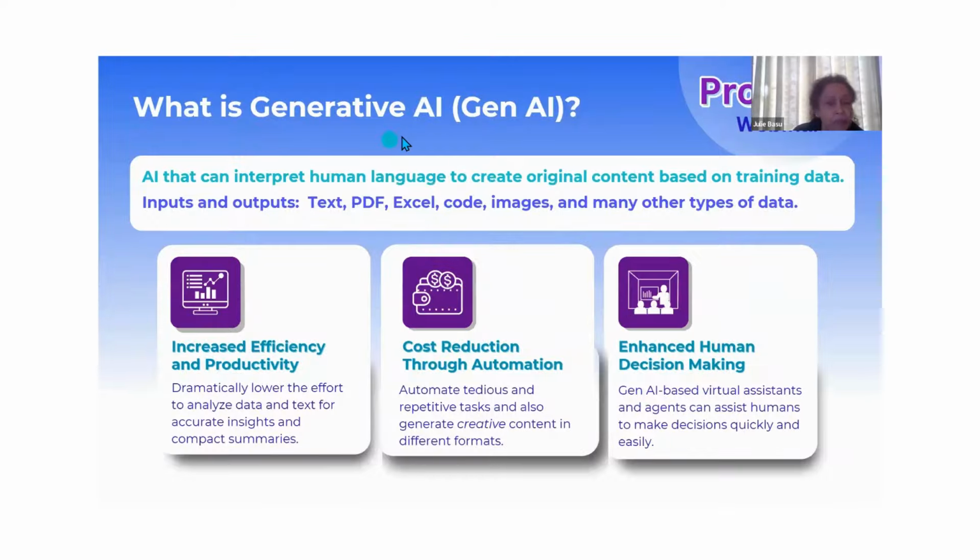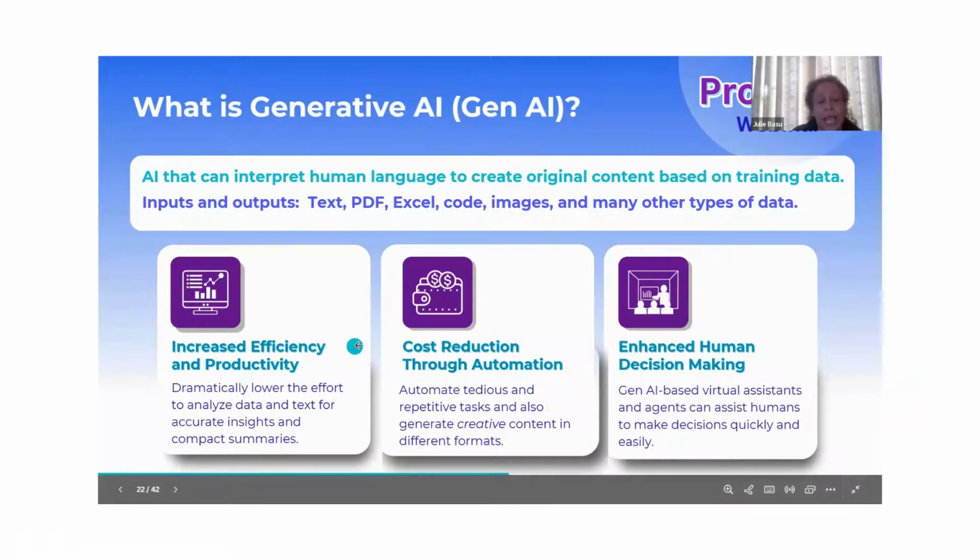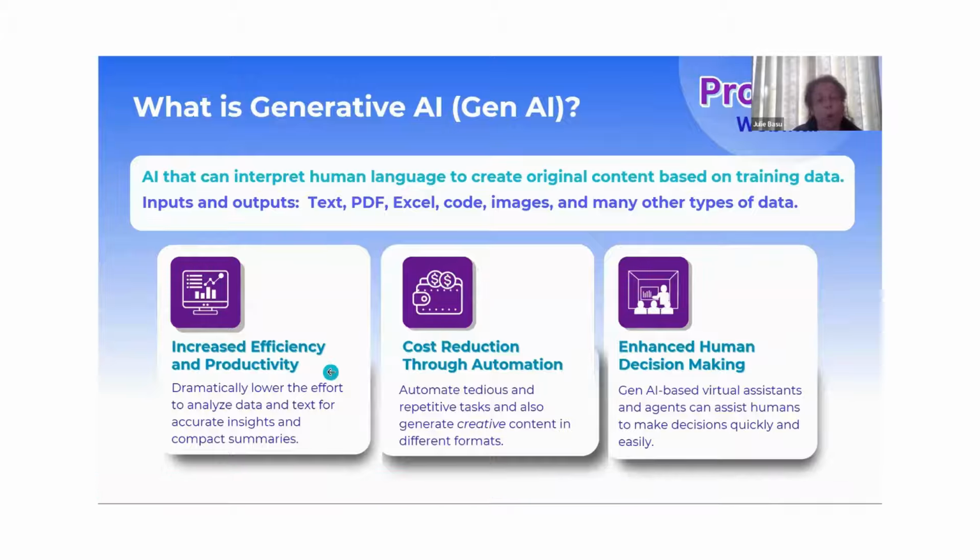Let's see, what is generative AI? This is a special branch of AI that can interpret and understand human language. Not only that, it can even create original content. For example, if I give it multiple PDF reports that were submitted to the FDA, you can give it 1,000 PDF reports and say, give me a summary of the root causes that were discussed in these incident reports. For AI, it will take maybe a minute or two. For us, it would probably take months to get through that kind of data. So it can increase efficiency and productivity by orders of magnitude.